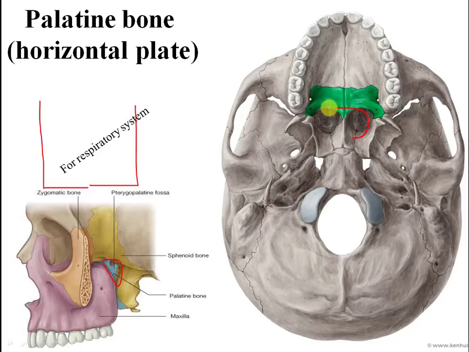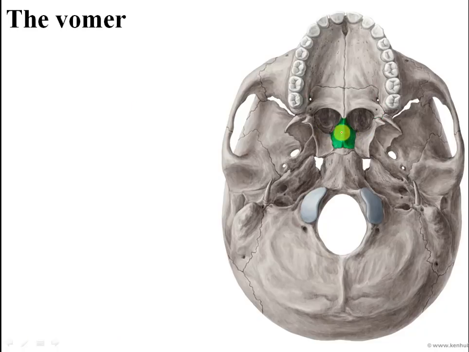This opening is the posterior nasal opening or posterior nasal aperture. It's divided by the vomer bone into right and left openings. Each opening here is called a choana, posterior choana, so we have right and left choanae.